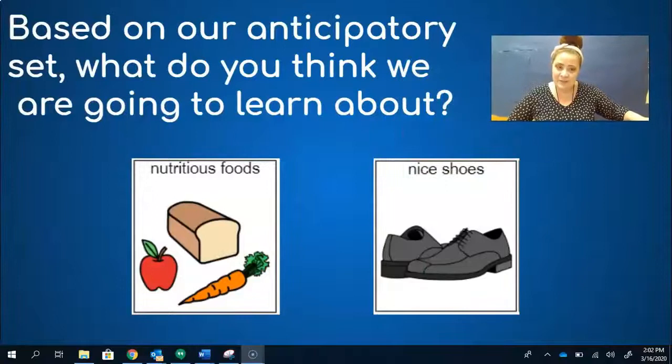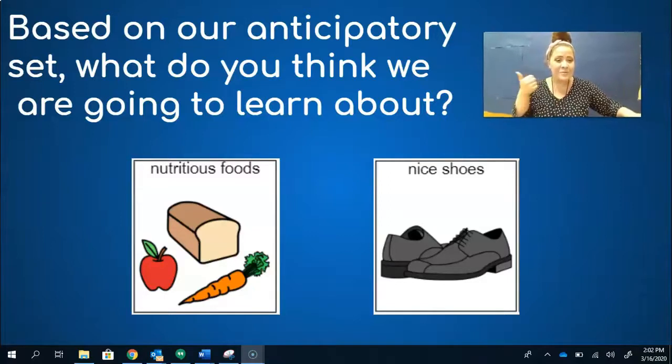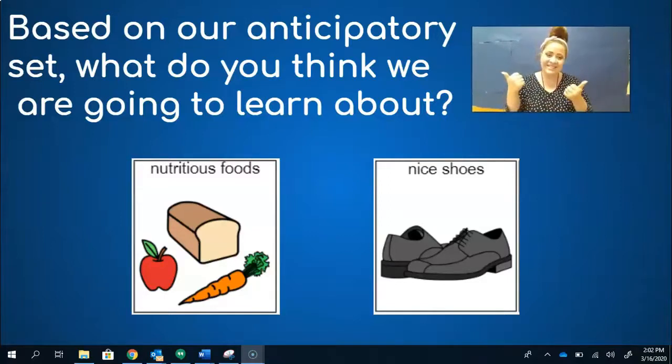Based on that anticipatory set, do you remember what we're going to be talking about in this lesson? Are we going to be talking about nutritious foods or nice shoes? Which one? Did you say nutritious foods? That's right. We are going to be talking about nutritious foods today.